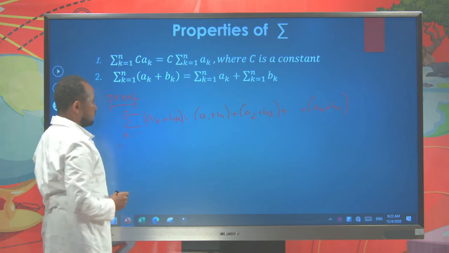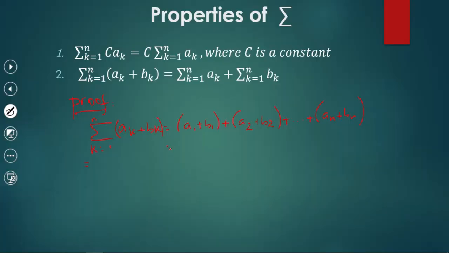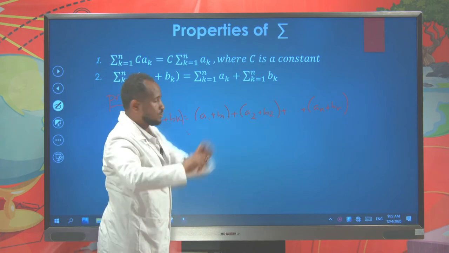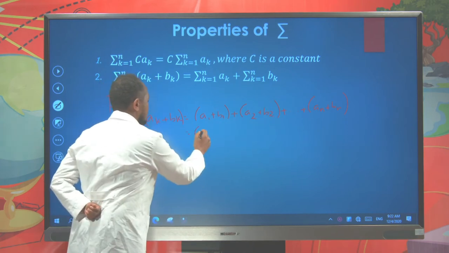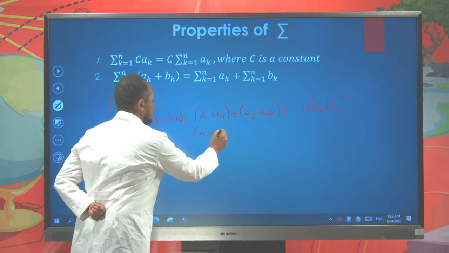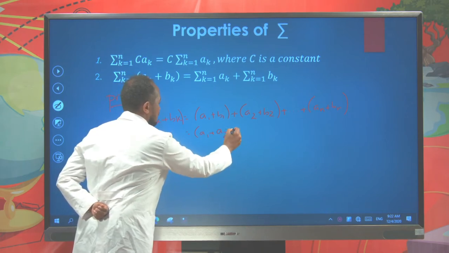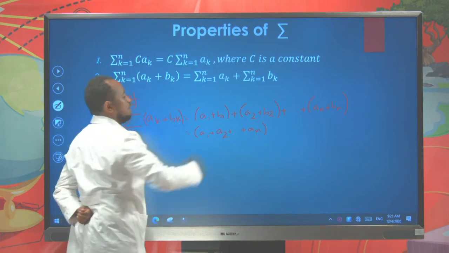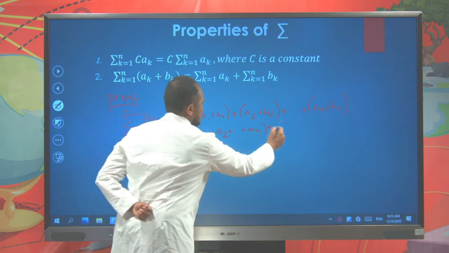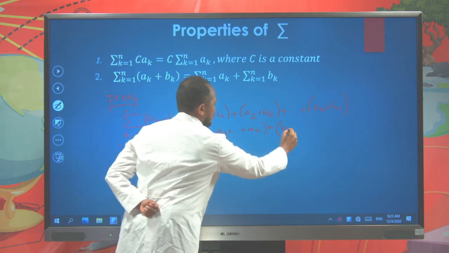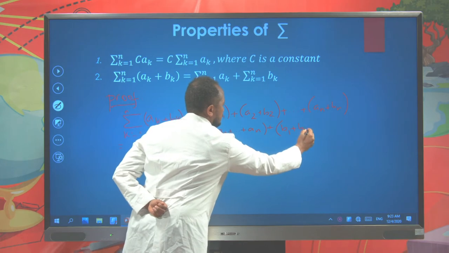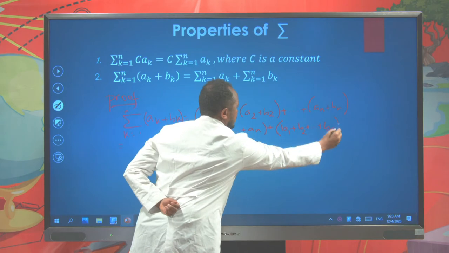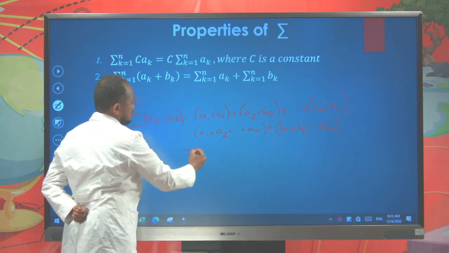So this is equal to, you can separate A1 plus A2 plus up to AN, and B1 plus B2 up to BN. So I can write this in this form. It is A1 plus A2 plus up to AN, the A's part, and plus the B's part, this is B1 plus B2 plus up to BN.